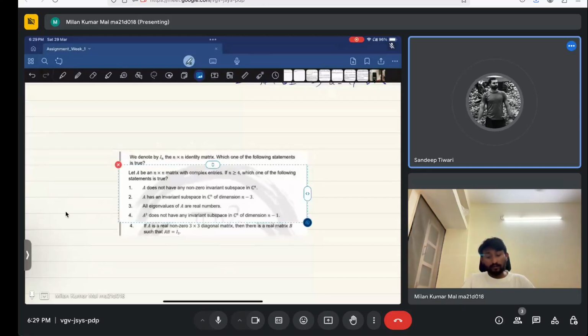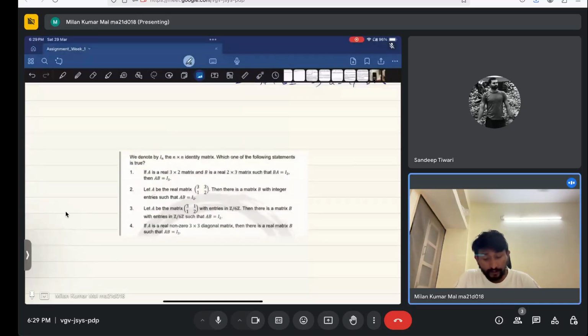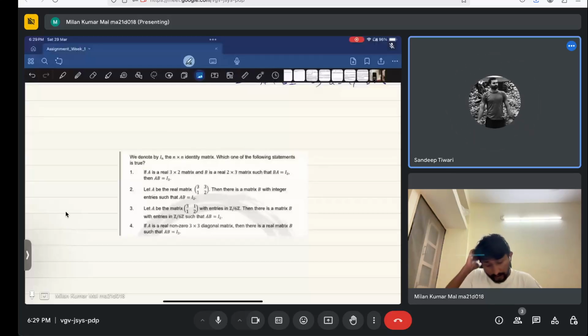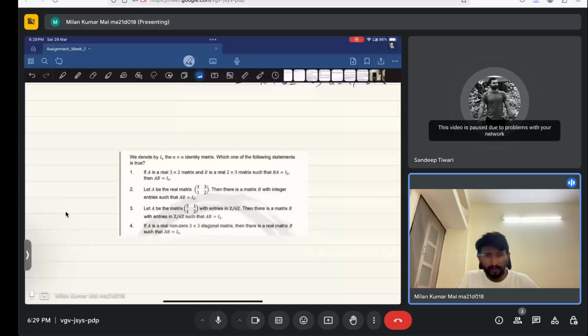Let me read it. We denote I_n with the n cross n identity matrix. Which one of the following statements is true? First is not correct, sir. If A is a real 3 by 2 matrix, B is a real 2 by 3 matrix, such that BA equals identity, the rank is less than this, obviously, so it is not correct.